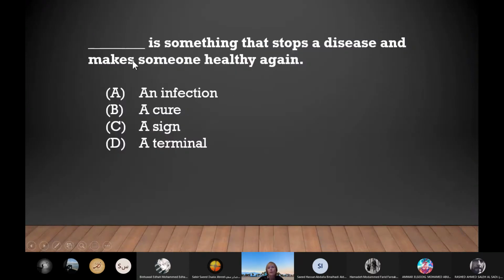Okay, so first of all, this is something that stops a disease and makes someone healthy again. What do we call it when something is resolved? If we get rid of a disease? A cure, that's right.